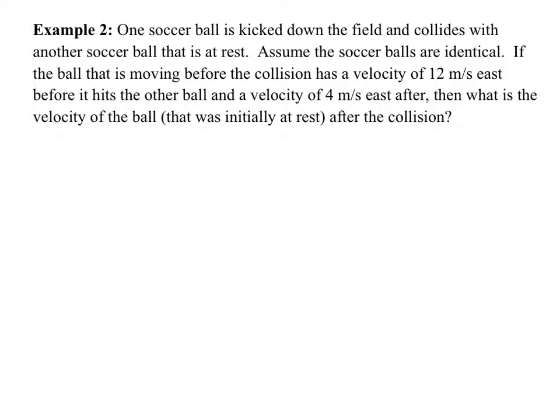Example 2. One soccer ball is kicked down the field and collides with another soccer ball that's initially at rest. Assume the soccer balls are identical. If the ball that's moving before the collision has a velocity of 12 meters per second east before it hits the other ball, and a velocity of 4 meters per second east after it hits the other ball, so it slows down, then what is the velocity of the ball that was initially at rest after the collision?